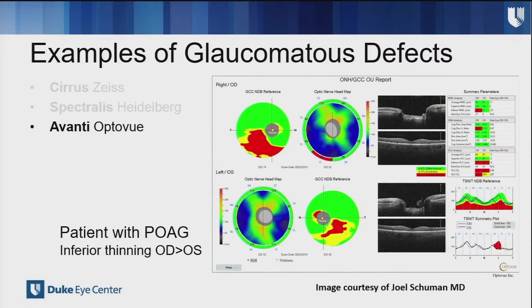Here is a patient with primary open-angle glaucoma imaged with the OptiView device. The glaucoma is worse in the right eye, and there's inferior thinning in the ganglion cell layers, that's the RNFL, the ganglion cell layer, and the inner plexiform layer, displayed as a percentage of the age-matched control.